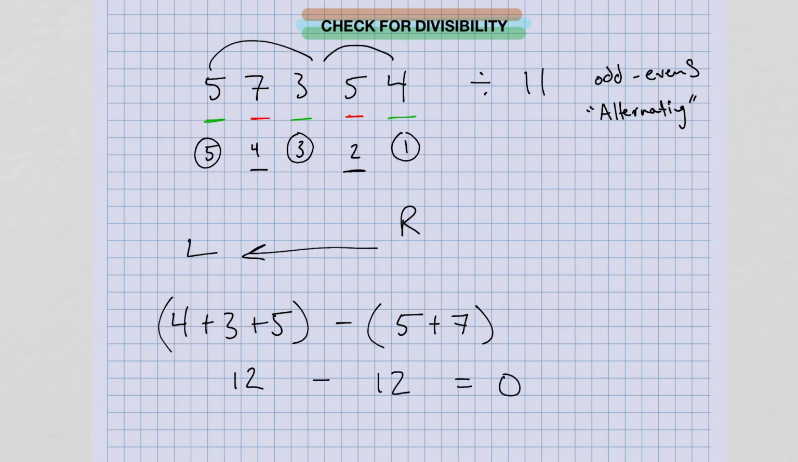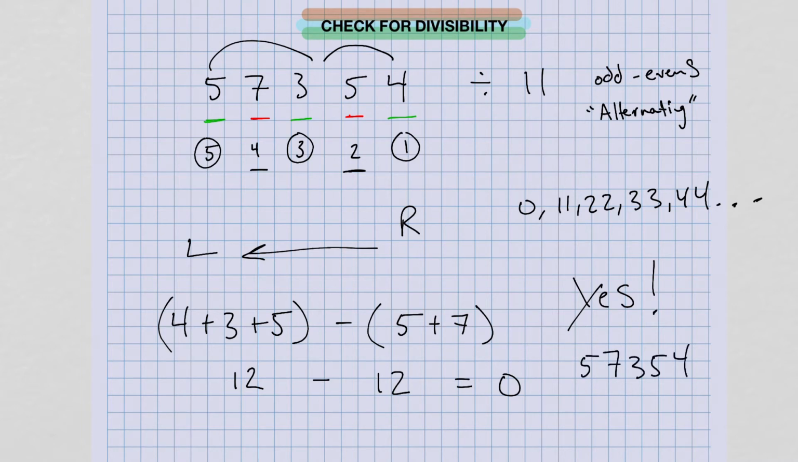Once again, if we do this process where we subtract the alternating digits, and we get 0, 11, 22, 33, 44, etc. as an answer, then we're going to say yes. This number that we started with is divisible by 11, yes.